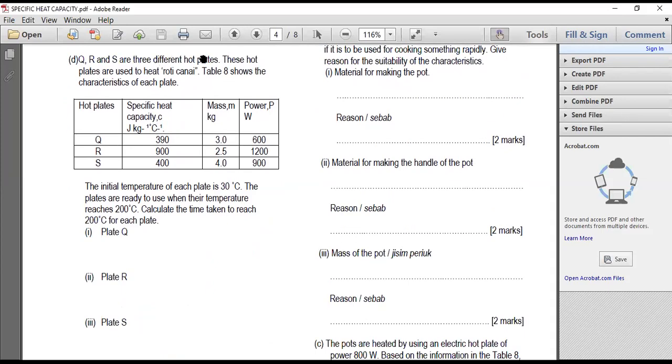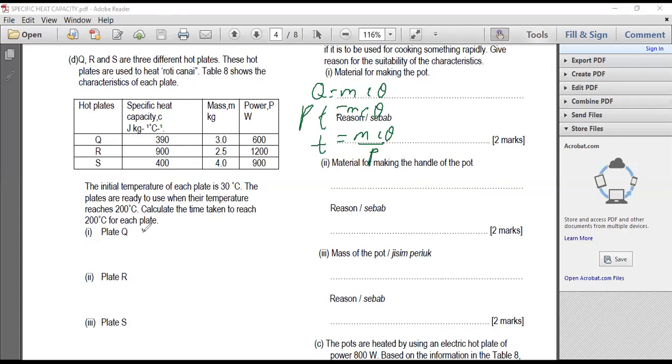Q, R, S are three different hot plates. These hot plates are used to heat with each other. Table 8 shows the characteristics. The initial temperature of the plate is 30, and the plates are ready to be used when the temperature reaches 200. Calculate the time taken to reach 200 degrees Celsius for each plate. Basically you use Q equals mc theta. This you change to Pt, so Pt equals mc theta. So T equals mc theta divided by P.